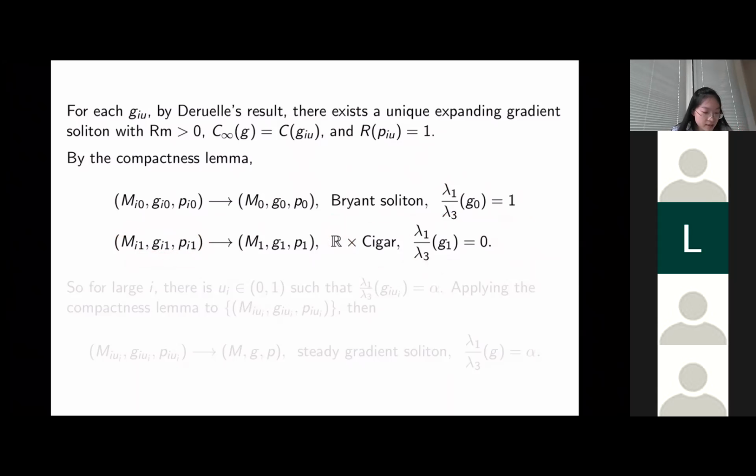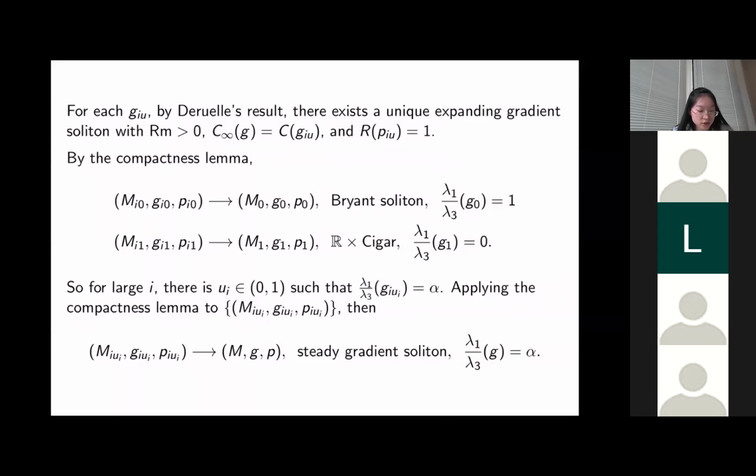So now by some continuity argument, for each large i, you can find some number that satisfies this equation exactly. So this alpha is chosen and fixed before. And so now for this particular sequence, you run the compactness argument again, and then you will get another static gradient soliton. And this static gradient soliton will inherit this relation. And so this will be the static gradient soliton that we want. And so this is the theorem.